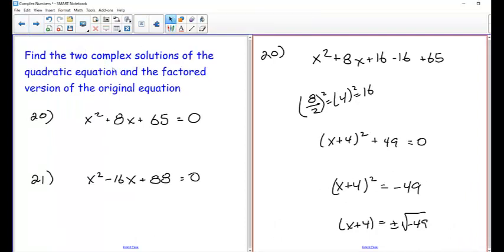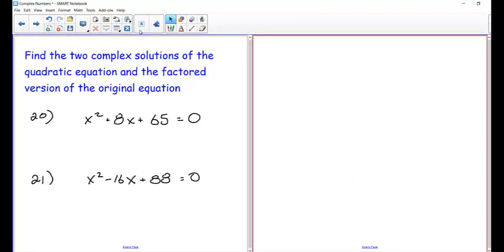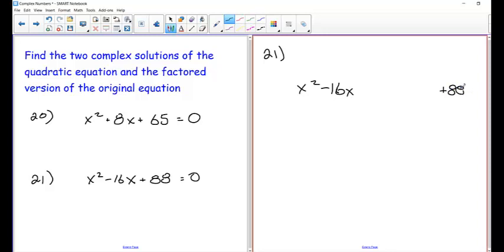Okay, next one. Okay, number 21. Same deal. We need to complete the square. So you take negative 16 divided by 2, square it. Negative 16 divided by 2 is negative 8. Square that, you get 64. So we're going to add 64 here, and we're going to subtract 64 there.